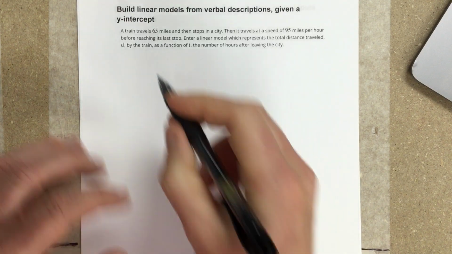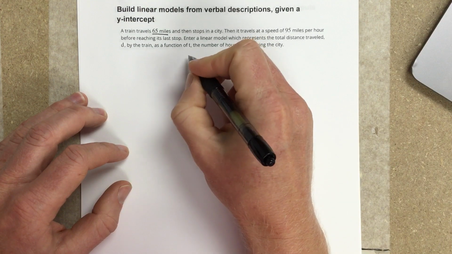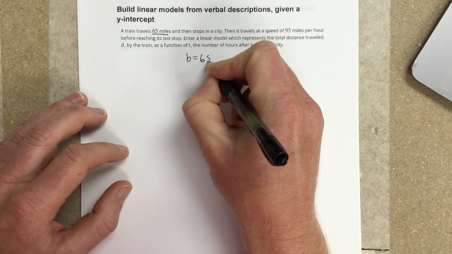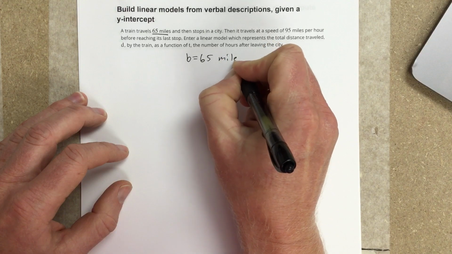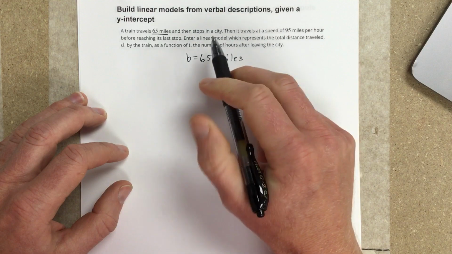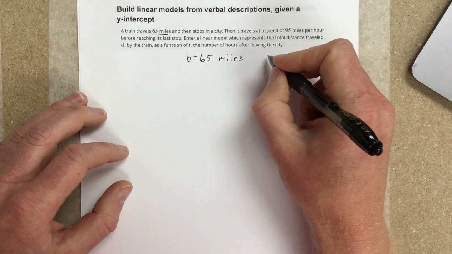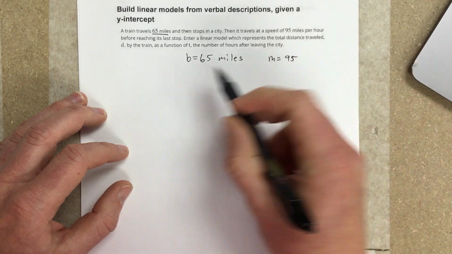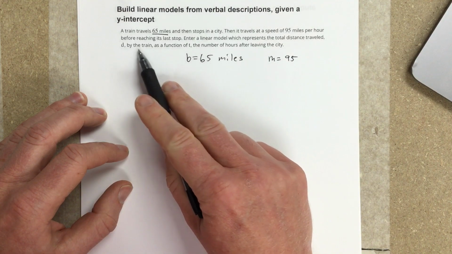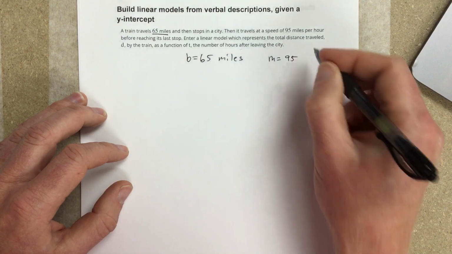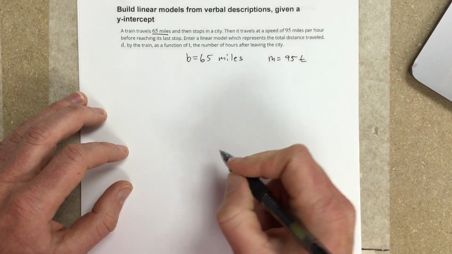So, they tell us it travels 65 miles. They don't tell us the speed, so that's going to be our b value. That's our starting point. So we're going to say b is equal to 65 miles. And then they tell us that it travels at a speed of 95 miles per hour. So our slope is going to be 95 times the time, t, the number of hours after leaving the city. So we're going to say 95t.